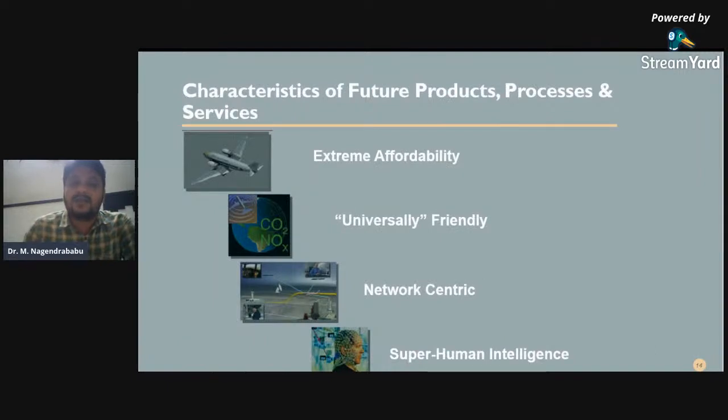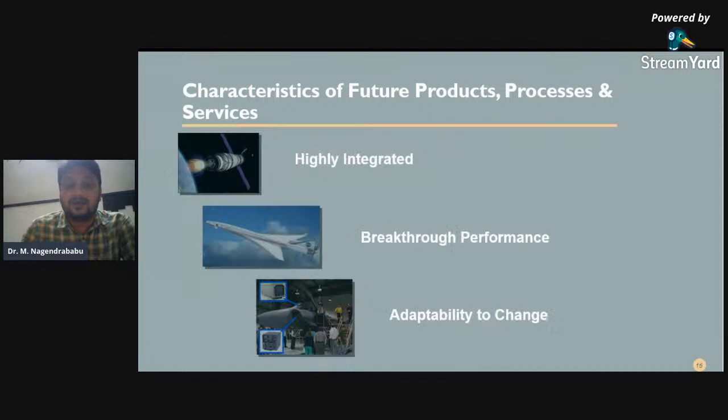The first one is extreme affordability, which is nothing but cost improvement by factors from 2 to 100, and universally friendly, with minimal to no environmental impact of the product throughout its full life cycle. Coming to network centric, multiple assets collaborate on a network to optimize system performance. And the last, the most important one, superhuman intelligence: platforms and systems with decision-making capabilities better than human.